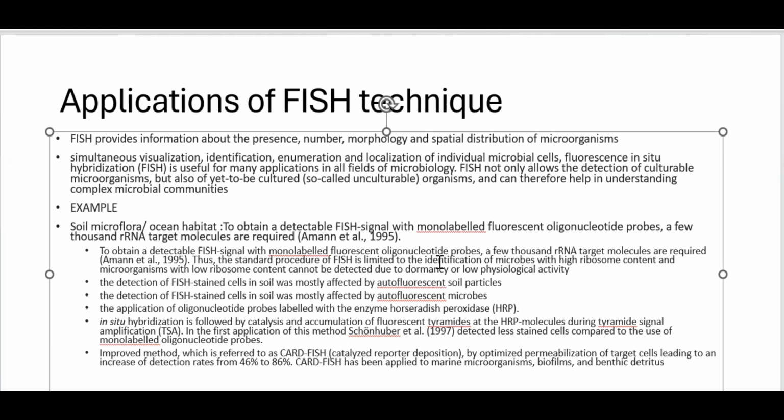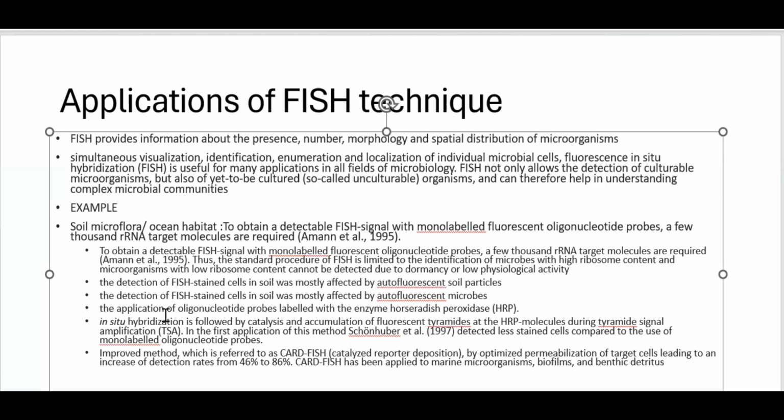So when it comes to challenges like this, you have advanced methods of FISH technology, which you can say are variations of the technique, right? For example, in this case, detection of FISH stained cells in soil is mostly affected by autofluorescent soil particles. So weak signal is one, then autofluorescent soil particles, autofluorescent pigment materials, autofluorescent proteins. So many things are there, right? That fluorescence will interfere with the fluorescence of the probe. So that is another challenge.